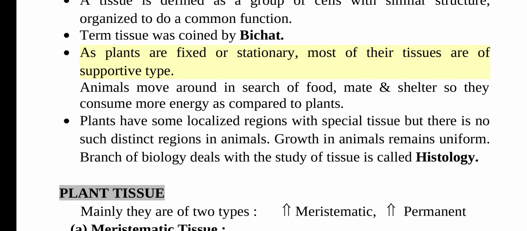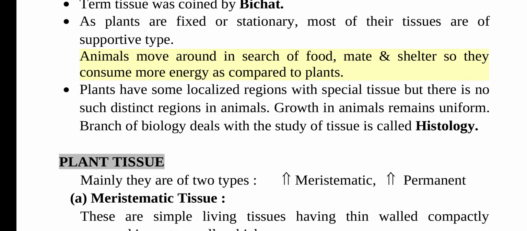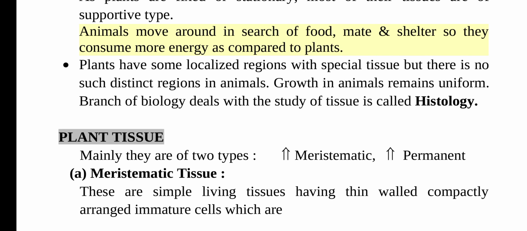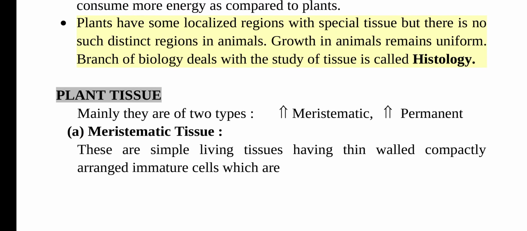As plants are fixed or stationary, most of their tissues are of supportive type. Animals move around in search of food, mate and shelter, so they consume more energy as compared to plants. Plants have some localized regions with special tissue, but there are no such distinct regions in animals. Growth in animals remains uniform. The branch of biology that deals with the study of tissue is called histology.